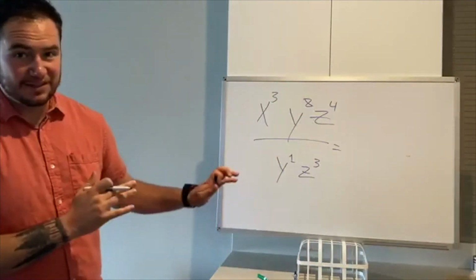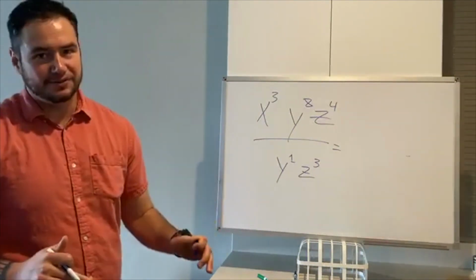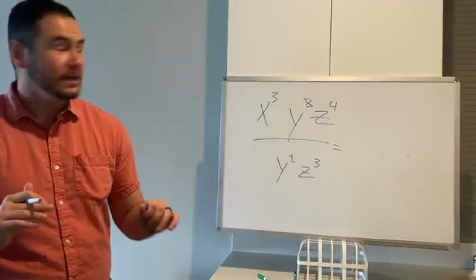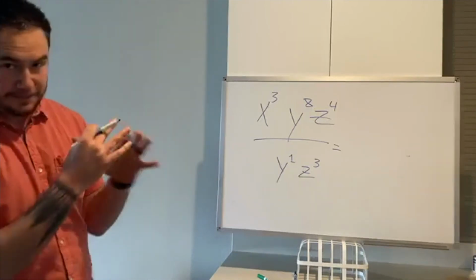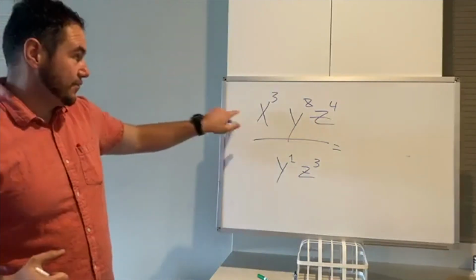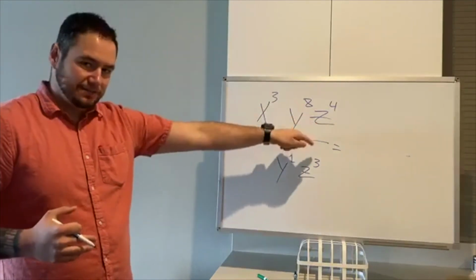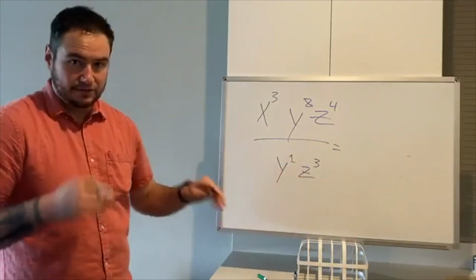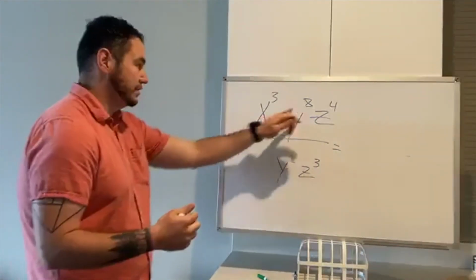So you'll see something like this and you'll freak out because that's way too many letters, not enough numbers, and you don't know how it's going to work. But it's really, really simple. Just take a deep breath and, if you need to, expand it all the way out. You can write 3 x's, x, x, x, and 8 y's, y, y, y, y, y, y, y, y, and 4 z's, and then write the bottom out, and then see what cancels out. Or, if you're a little more advanced, you'll know that you just subtract these.